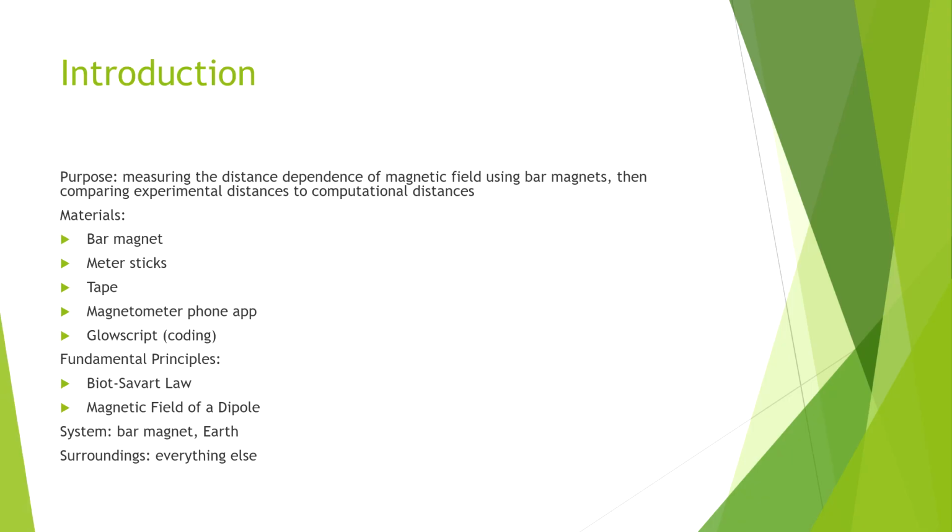The purpose of this lab is to measure the distance dependence of a magnetic field caused by a bar magnet experimentally and computationally, then compare those findings. The materials in this lab include a bar magnet, meter sticks, tape, and a magnetometer phone app, along with GlowScript for the coding portion. The fundamental principles in this lab include the Biot-Savart law and the magnetic field of a dipole. The system is the bar magnet and Earth, while the surroundings include everything else.